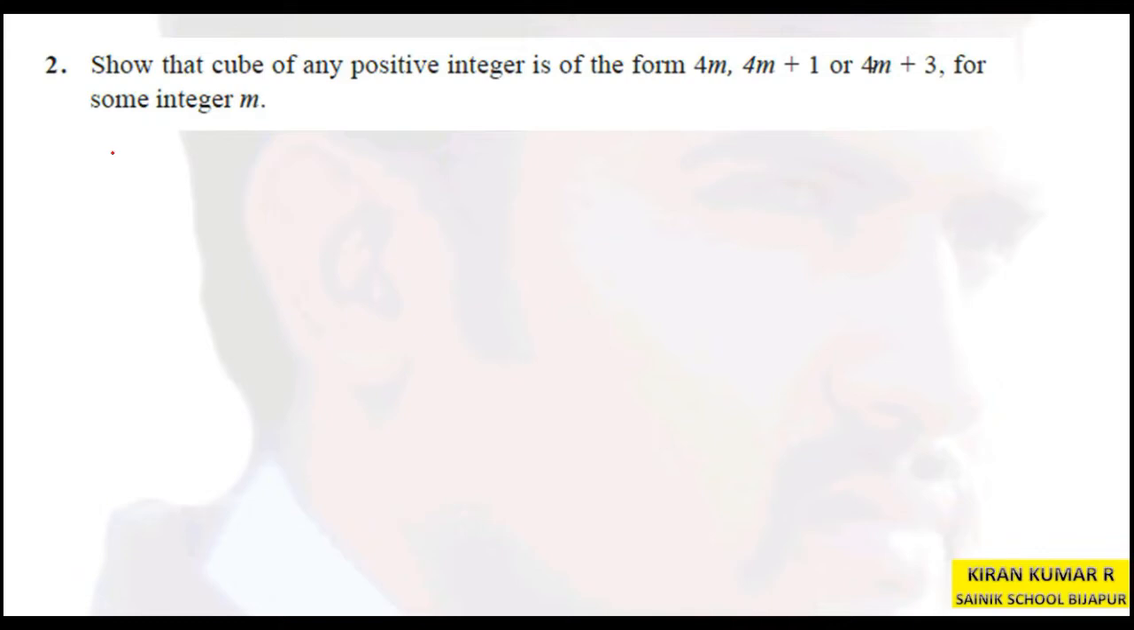Let us solve the second question. Show that the cube of any positive integer is of the form 4m, 4m plus 1 or 4m plus 3 for some integer m. If you observe in the previous question we had something like 4q plus 1, so we had considered m and r. Let us now take r, and instead of m we will take q.